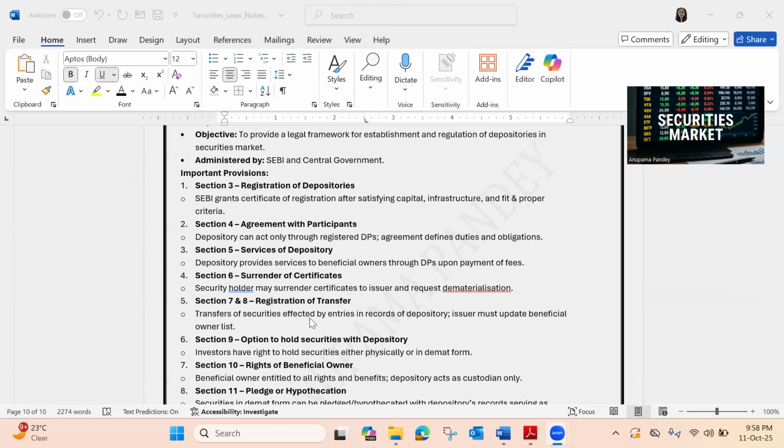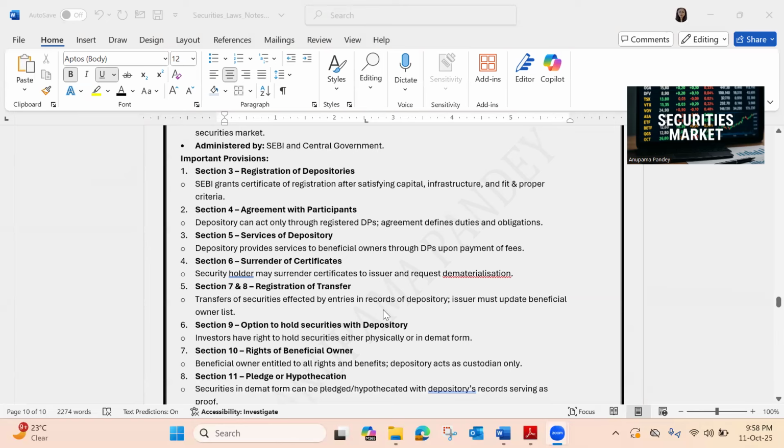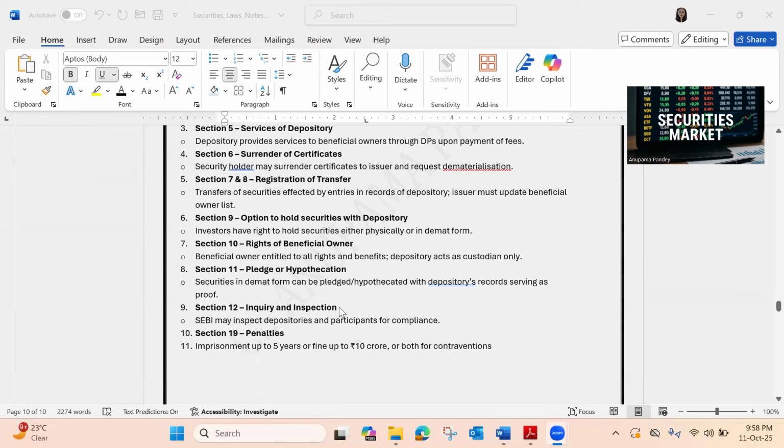Surrender of certificates. A security holder may surrender certificates to the issuer and request dematerialization. Section 7 and 8 relate to the registration of transfer. Transfer of securities is effected by entries in records of depository. Issuer must update the beneficial owner list from time to time. Section 9 deals with the option to hold securities with depository. Investors have the right to hold securities either physically or in demat form. Section 10 deals with the rights of beneficial owner. Beneficial owner is entitled to all the rights and benefits.